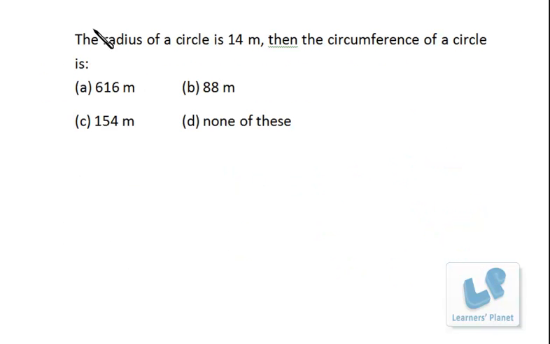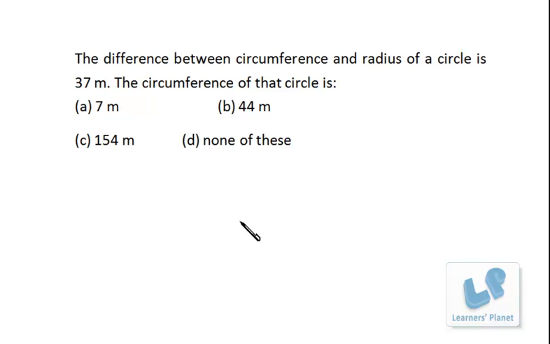Now the radius of a circle is 14 meter, then the circumference of the circle is? The formula for the circumference is 2 pi r. So it's 2 into 22 by 7 into r, that is 14. So 22 4s are 88. Okay, very simple.